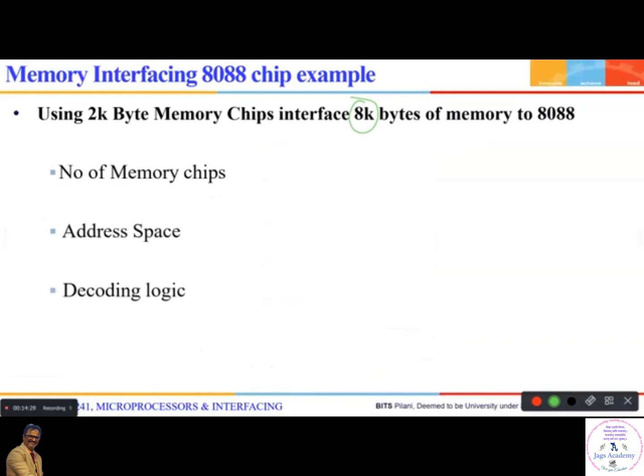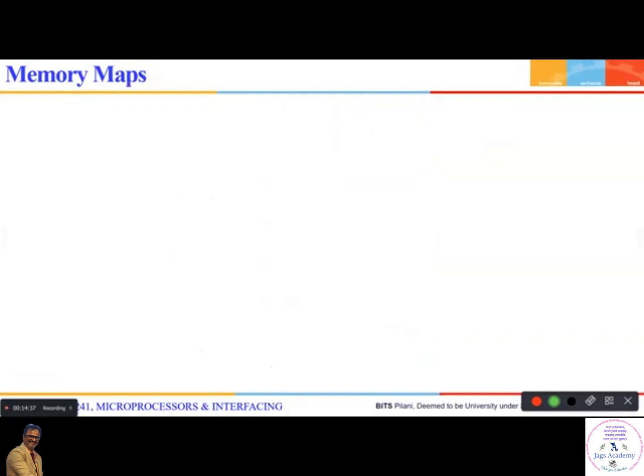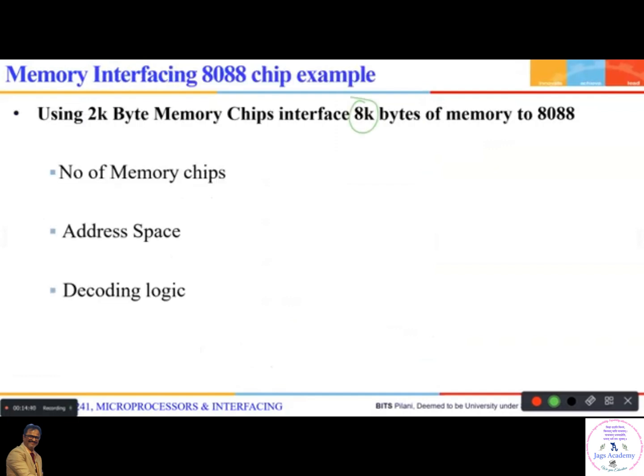And what is the address space? Since it is not given, you know how to calculate the address space, right? The main requirement to interface 8 kilobytes of memory to 8088: first you need to know the number of memory chips, and what is the address space. Here the number of memory chips is going to be 4. You need 4 2-kilobyte memory chips. Next, address space. If the starting address is not given, you are free to choose, free to assume.